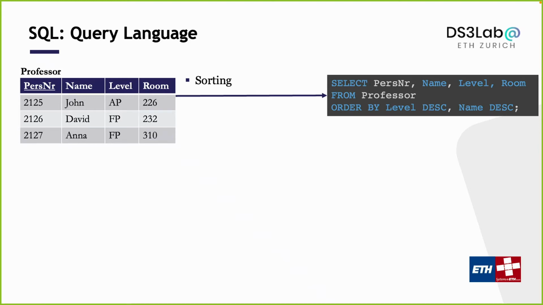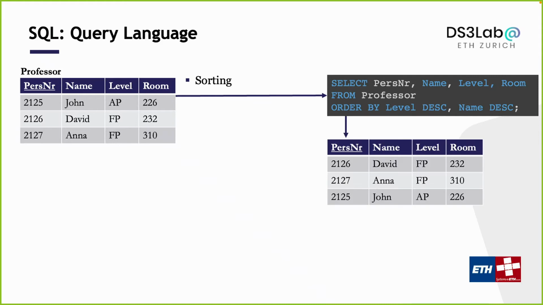So now let's look at this SQL query together. I select all those attributes from professor, order by level descending, name descending, okay? What would the system give you? First of all, how many tuples is it going to give you, right? 3 tuples, right? So I hope we agree on that. But what would be the order the system gave you? It gave you something that looks like this, right? Here I put level first and name second, right?